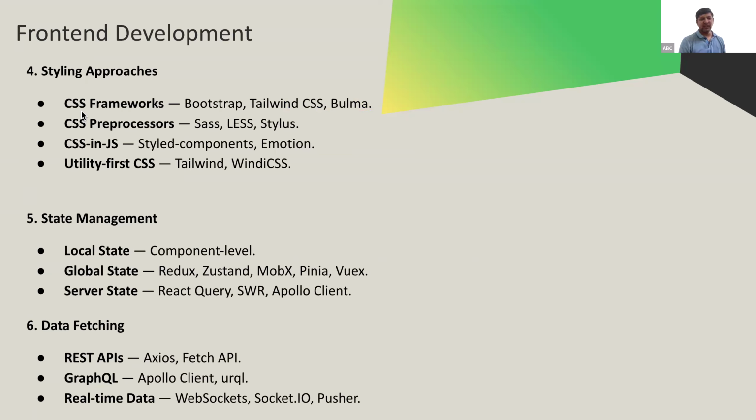CSS is something which tells the styling. Like even if the button is there, how that button should be styled. Should it be round, what color it should have. So those kind of things are mentioned in CSS.